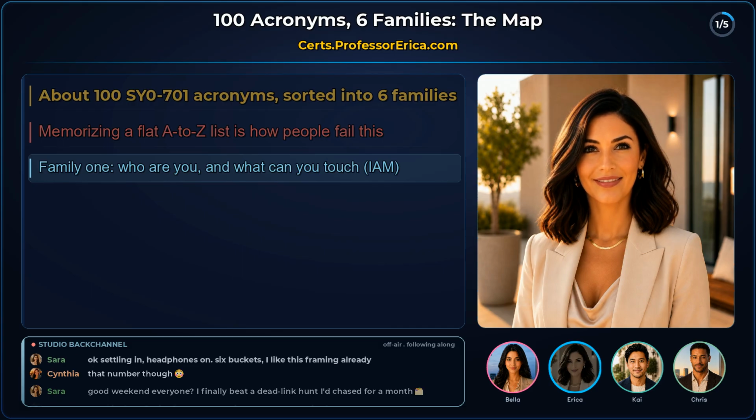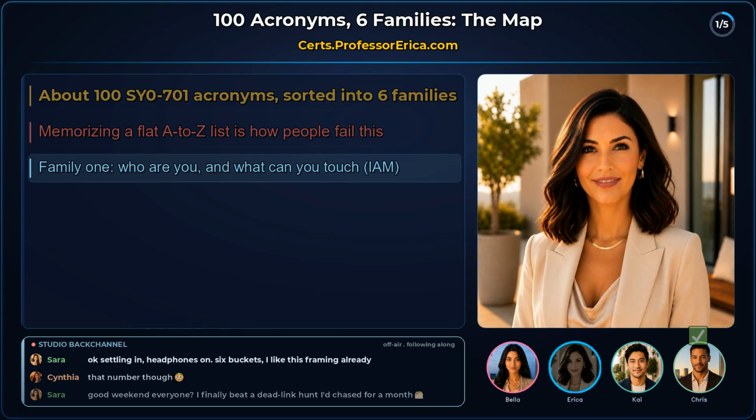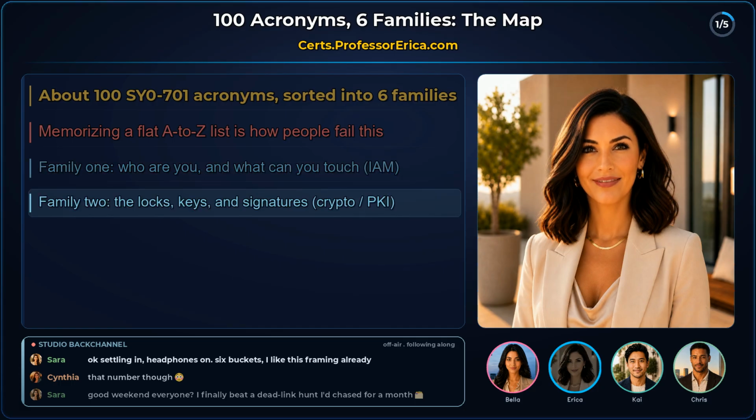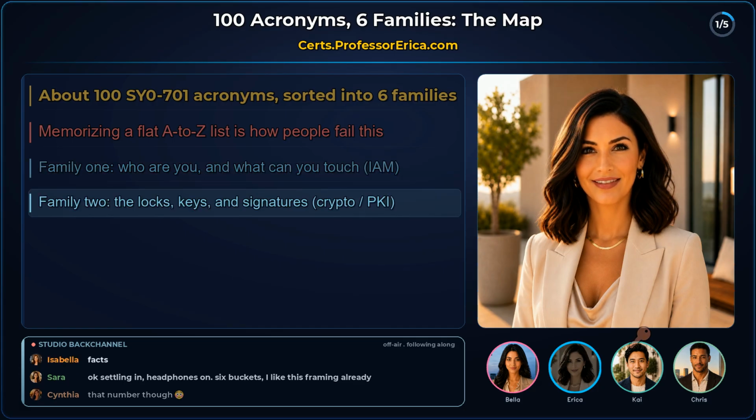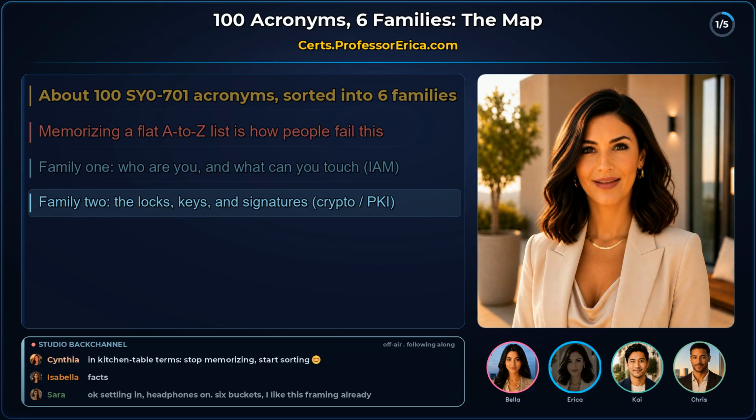Family 1 is identity. Who are you and what are you allowed to touch? Every login term lives here. Family 2 is cryptography and the certificate world, the locks, the keys, and the signatures that prove something is genuine. This is where the most lookalikes hide, so we give it real time.